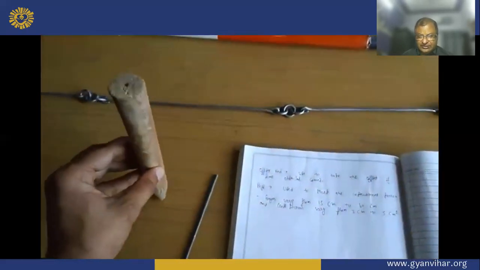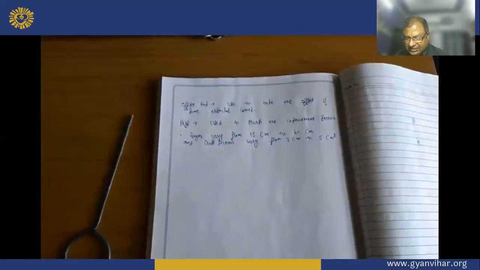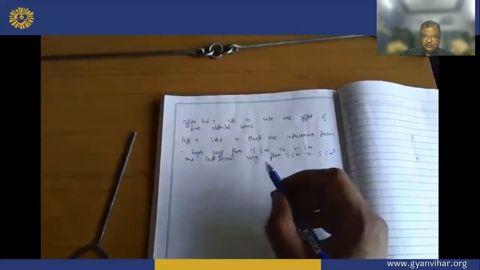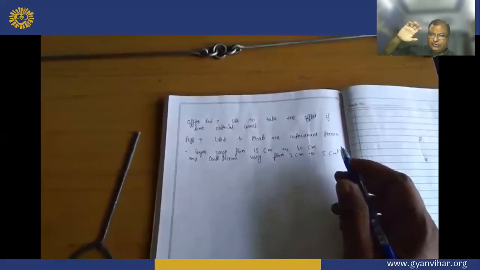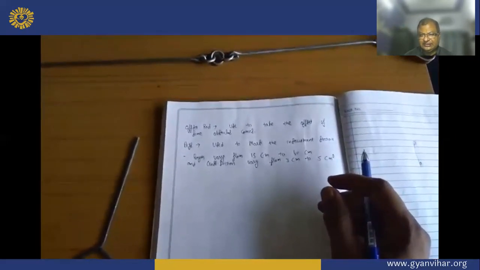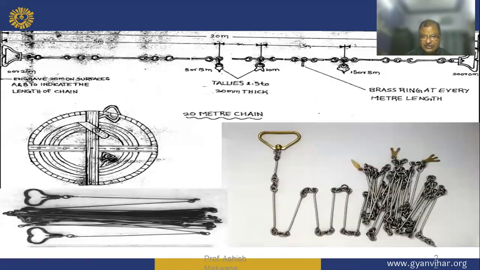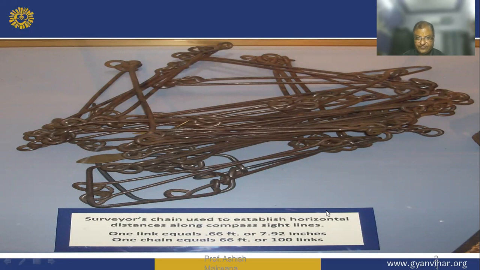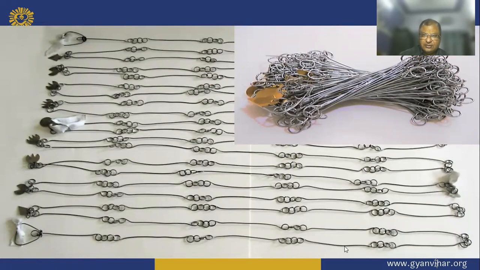This is the guli, and where you have taken the handle of the chain, there we will fix it, so it will count as the complete handle distance, and up to that distance you will write on your copy, correct? So again you are seeing, this is a metric chain, this is the open metric chain. And this is the old type of chain.